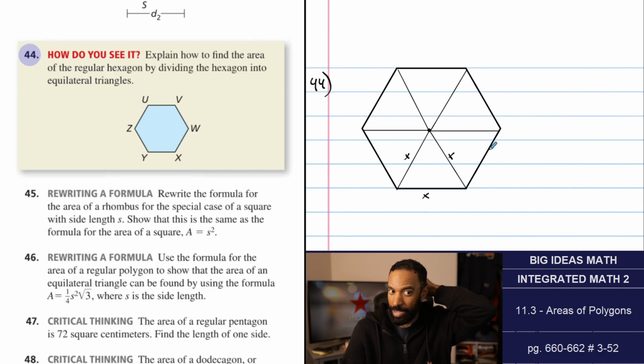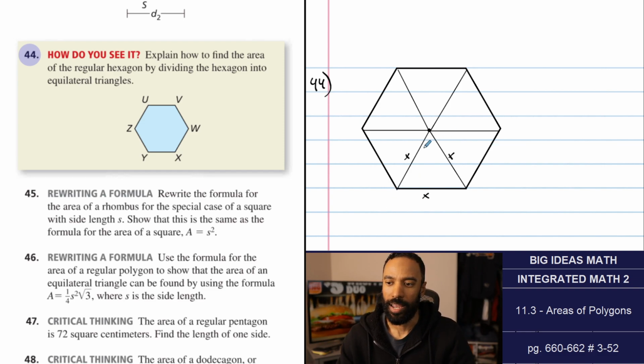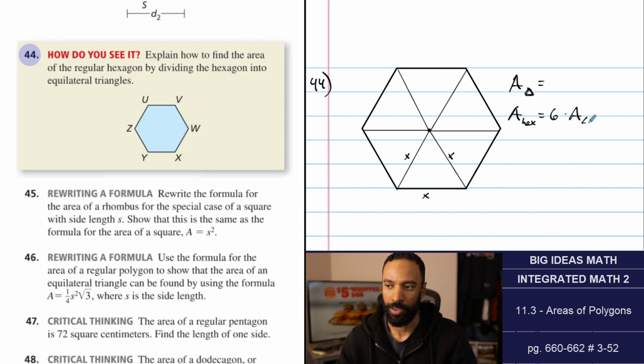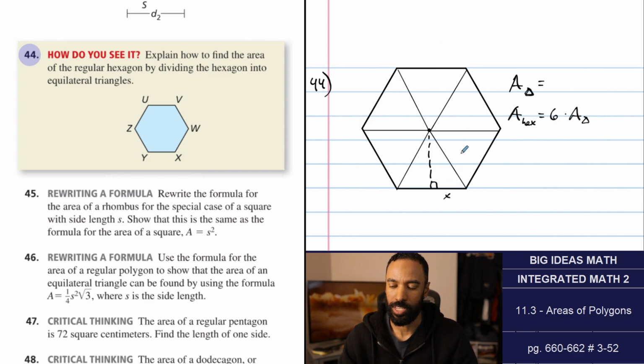It says by dividing into equilateral triangles. So the idea here is we're going to take the area of one of these times 6. The area of a triangle is something, and then the area of the hexagon is 6 times the area of that something. So if these are all x's here, actually, let's do this. I want to take this as x. If this is x, then this is 2x, right? This is x root 3. I don't need the 2x.